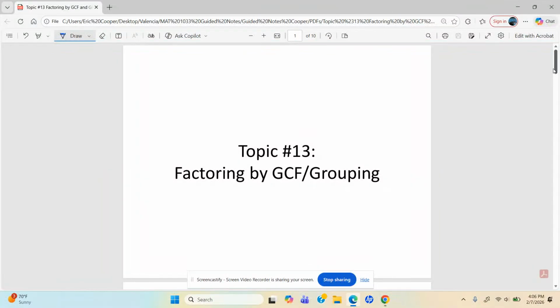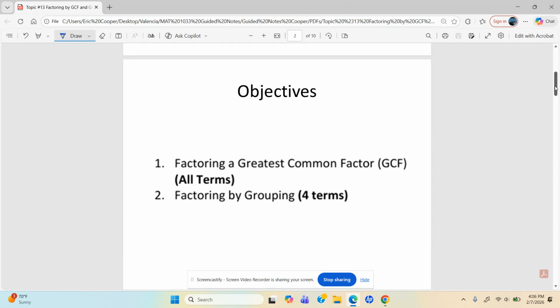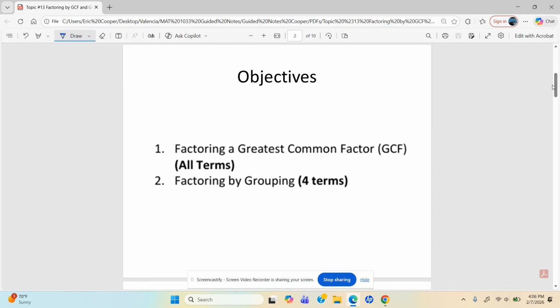Hi everybody, and welcome to topic number 13, factoring by GCF and grouping. In this video, we're going to take you through two objectives. We're going to show you how to factor a greatest common factor out of a polynomial with any terms, as well as factoring by grouping a polynomial that has four terms.